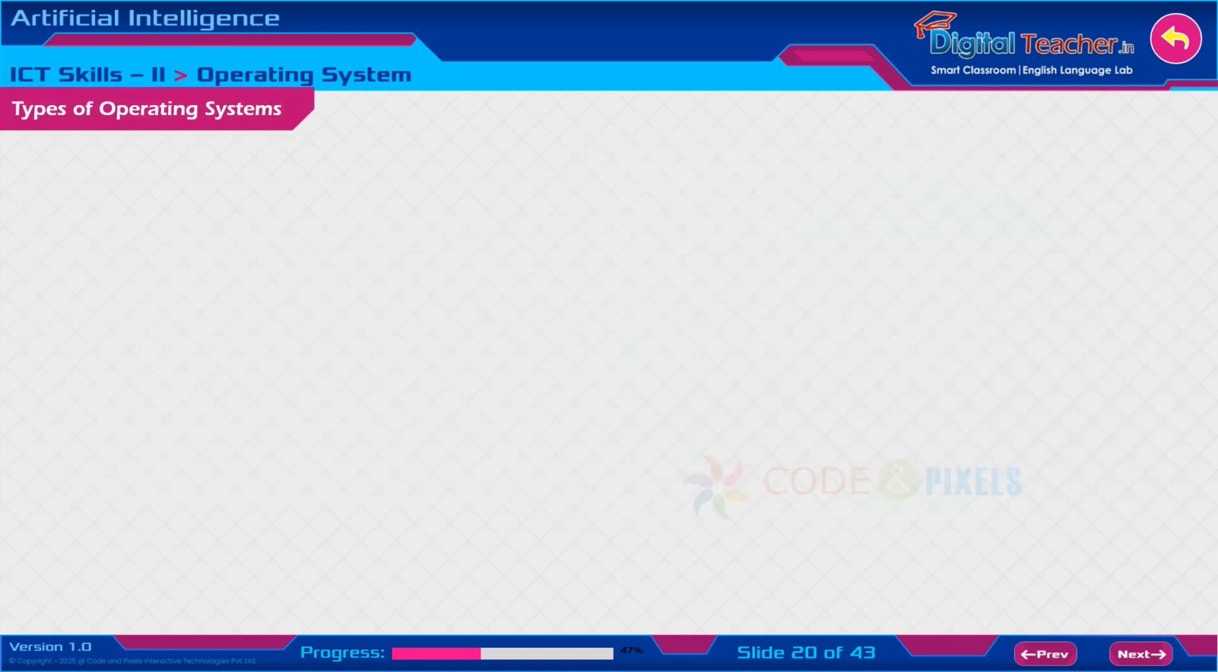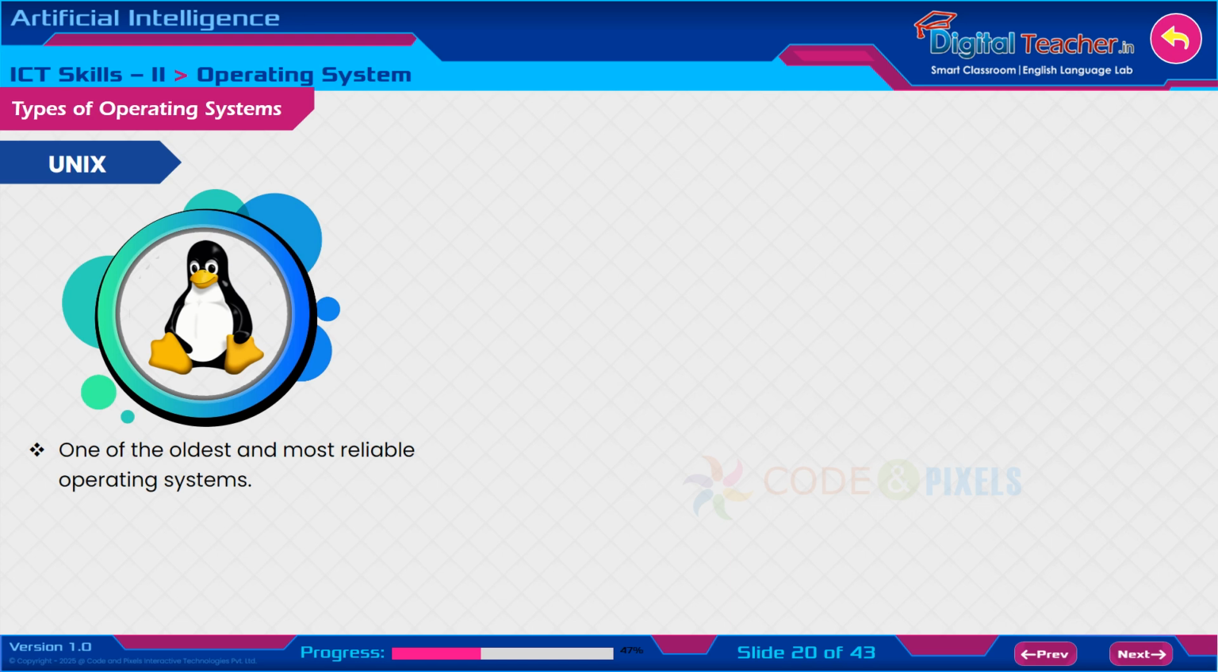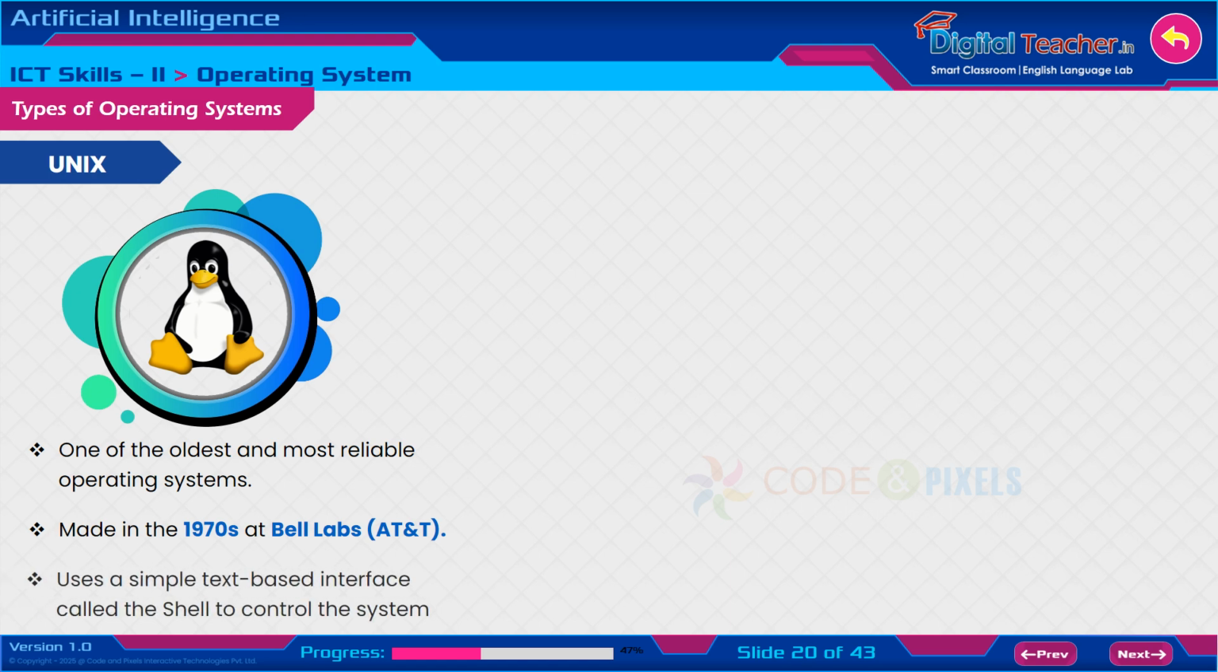Types of operating systems. Unix. One of the oldest and most reliable operating systems. Made in the 1970s at Bell Labs. Uses a simple text-based interface called the shell to control the system.